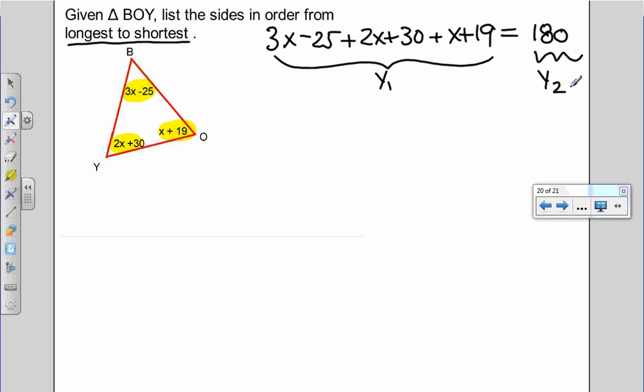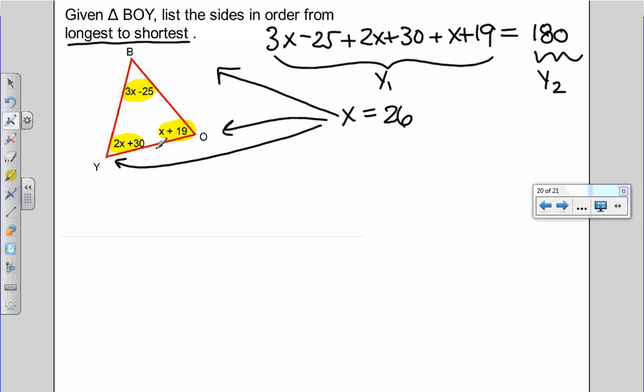If you're not pausing, you should. You need to do this. Okay, now that you're back, x equals 26, hopefully you found out, but we don't know the angles still. So I've got to take this and plug it back into angle B, into angle O, and into angle Y. So 3 times 26 minus 25, you should get 53 is angle B.